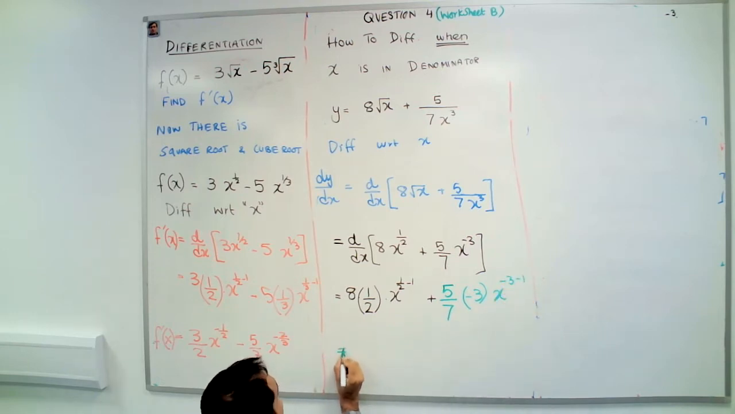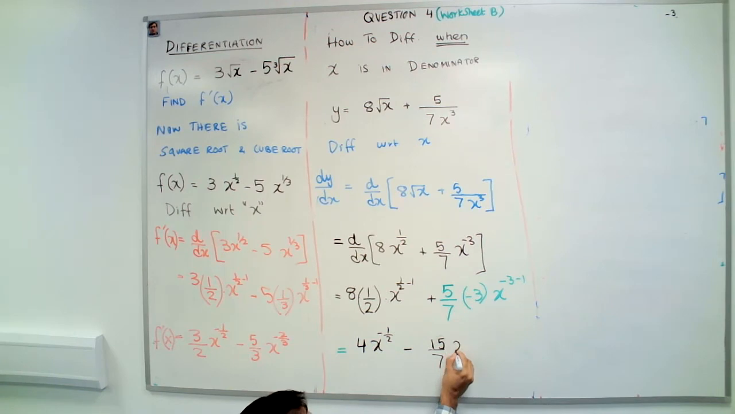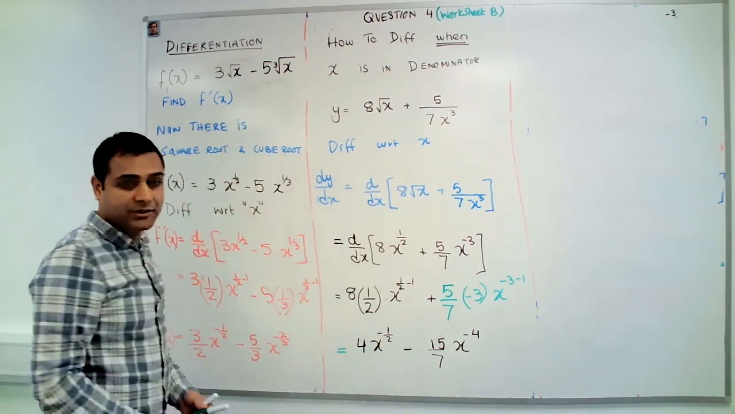Now you can see I am skipping a lot of steps. 8 times 1 over 2 is 4. X to the half minus 1 is x to the minus half. Then minus 5 times 3 is 15, so minus 15 over 7, and that becomes x to the minus 4. And this is your answer.